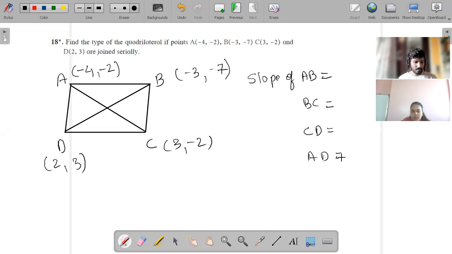Minus 5 upon 1, which means it is minus 5. Okay. In the exact same way, find out for BC. So this is minus 5. Tell me for BC.